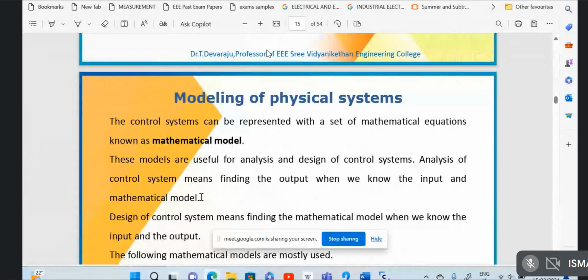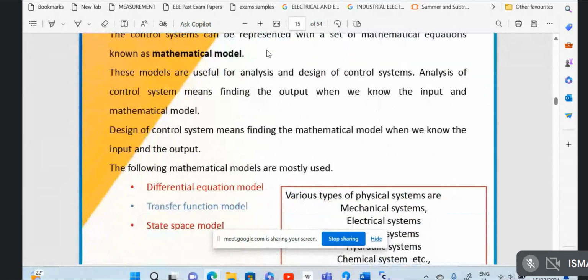Analysis of a control system means finding the output when we know the input and its mathematical model. Analysis means that you find the output when you know the input and its model. Design of a control system means finding the mathematical model when we know the input and the output.